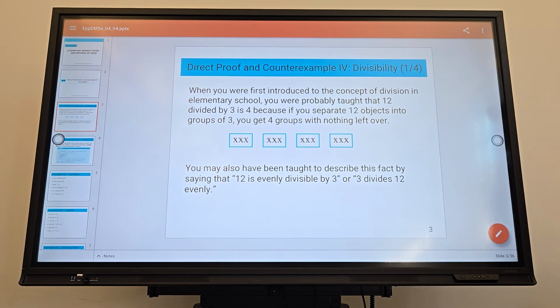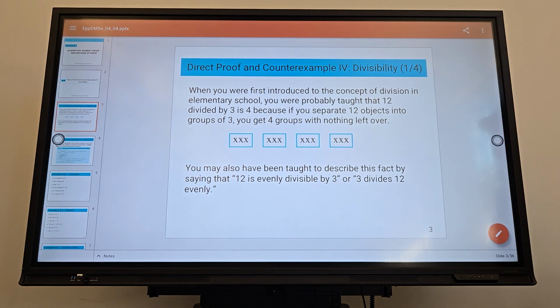And when you were first introduced to the concept of division in elementary school, you were taught that 12 divided by 3 is 4, because if you separate 12 objects into groups of 3, you get 4 groups with nothing left over. You may have been taught to describe this fact by saying that 12 is evenly divisible by 3, or 3 divides 12 evenly.